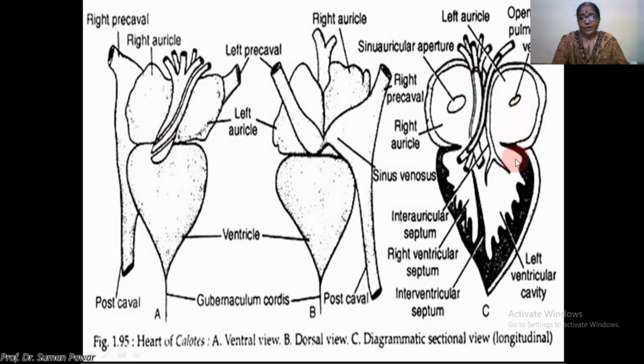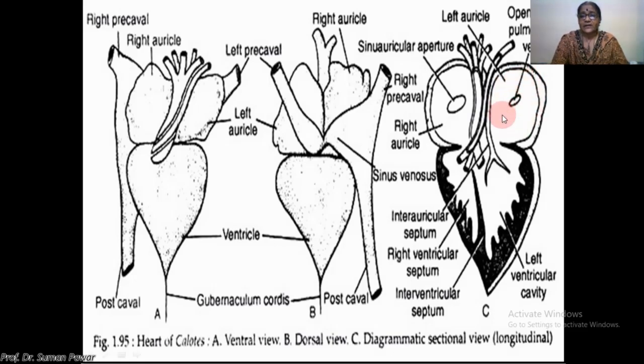The internal structure of the heart shows the right auricle, the left auricle, and the interauricular septum, which separates these two auricles from each other. The right auricle shows a large opening in the form of the sinoauricular aperture, through which the sinus venosus opens into this right auricle and carries deoxygenated blood collected through three caval veins.